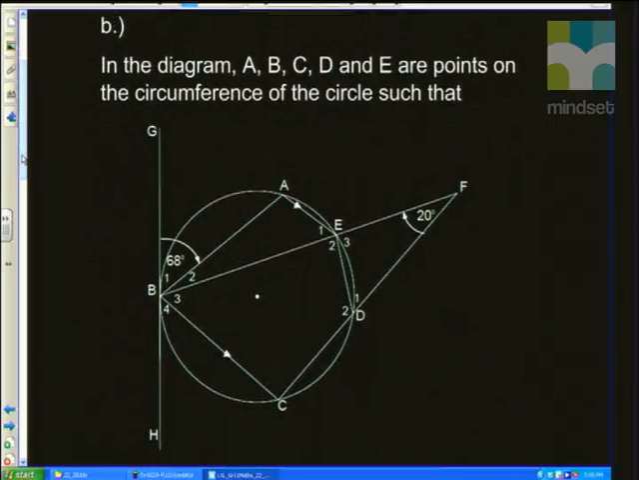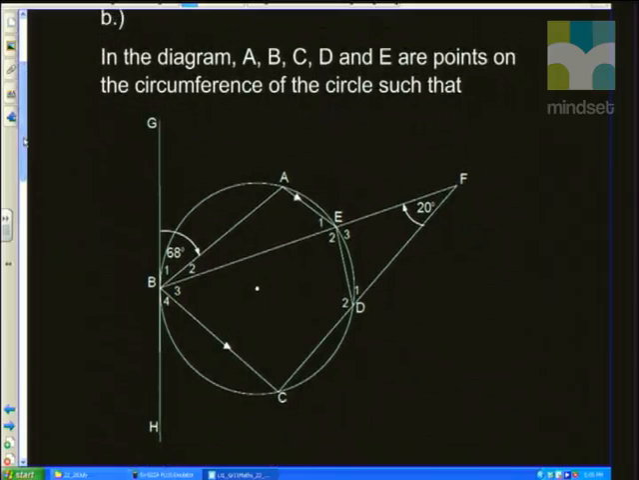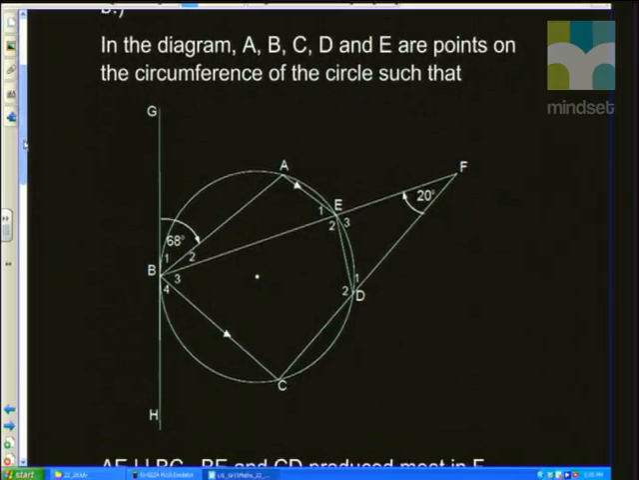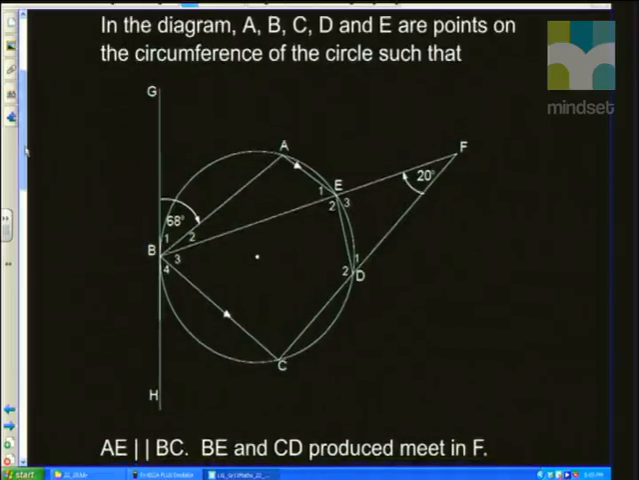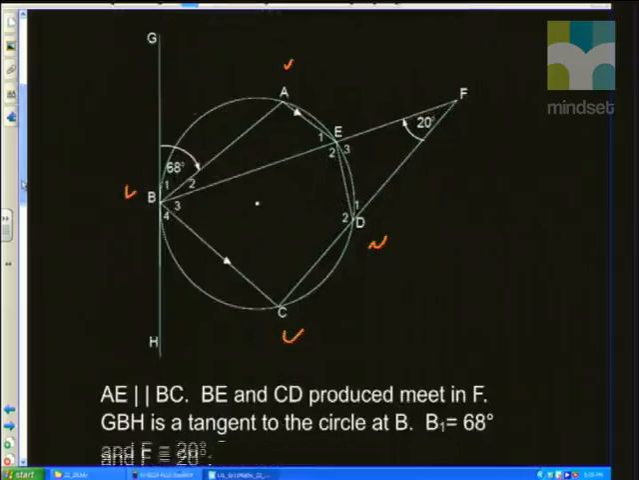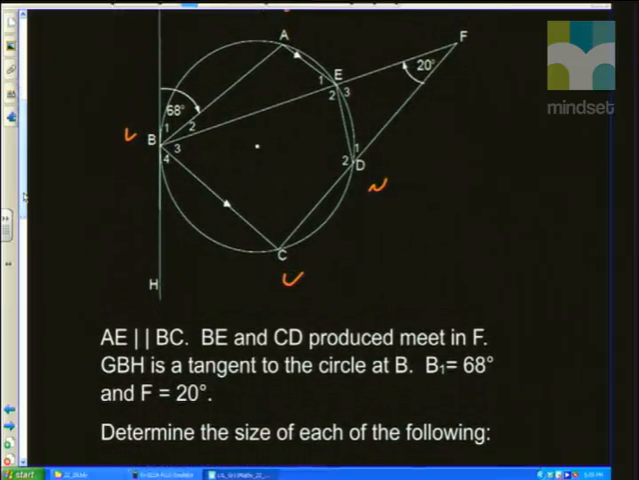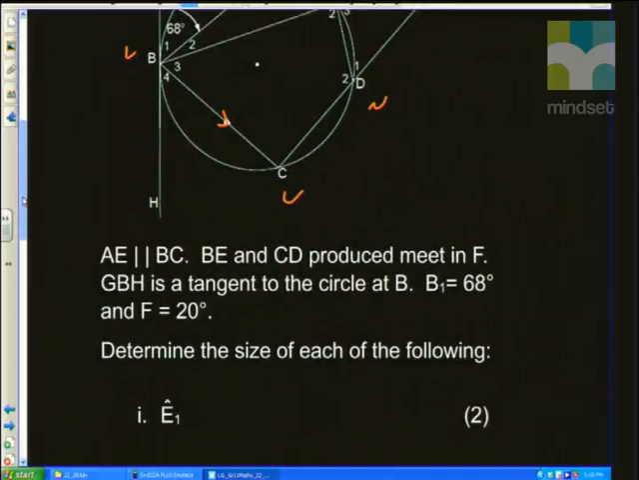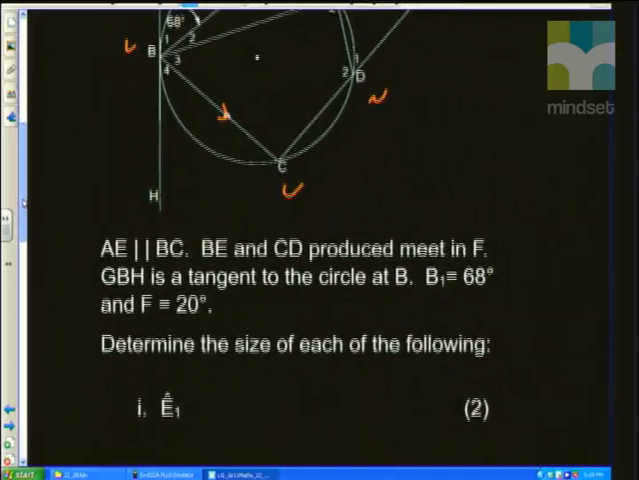Okay, right. Now, question 2. We have to be very careful here, guys. You've got your sketch. You need to make sure that you read the statements before answering these questions. So, in the first one, in the diagram, A, B, C, D, and E are points on the circumference, okay? So you've got A, B, C, D. They are there on the circumference of a circle such that AE is parallel to BC. So you've got your AE parallel to BC, okay? And BE and CD produced meet in F.